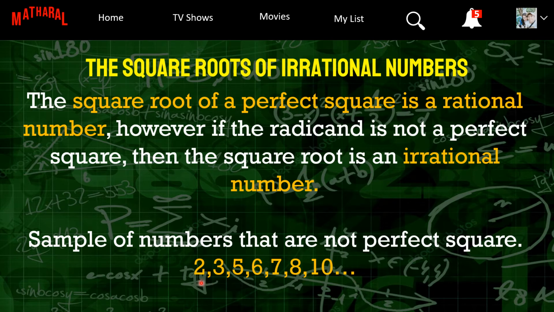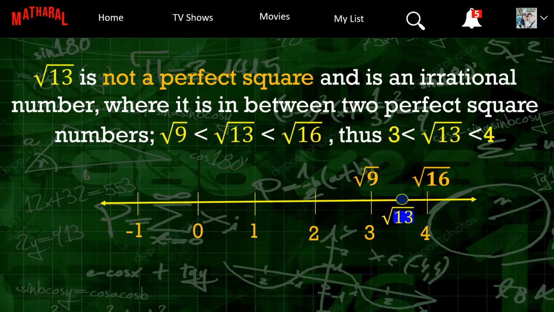Why? There is no such number that when you multiply by itself, the product is 2. Wala po. And there is no such number when you multiply by itself, the product is 3. Wala rin po. There is no such number when you multiply by itself, the product is 5. So that is why these are some of the numbers na not perfect square po. Ayun po siya. So, ayan. So, let's proceed.